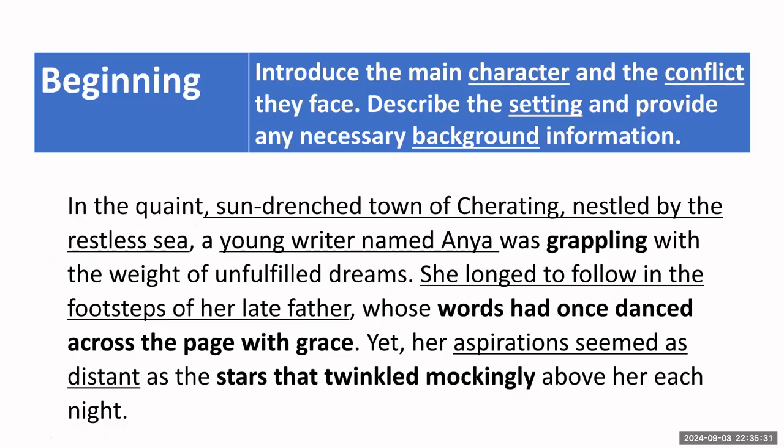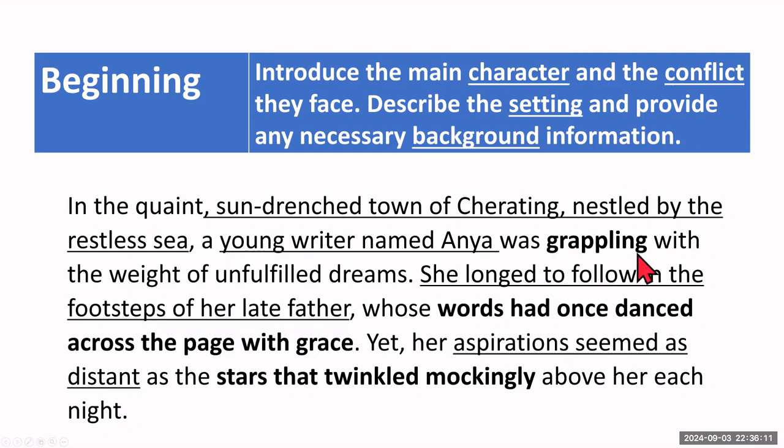So here we have the beginning paragraph. Here we introduce the main character, Anya, the young writer. We've also introduced the conflict, which is that her aspirations seemed as distant as the stars. And then we have the setting, which is the sun-drenched town of Cherating. We also have background information, which is that she longed to follow in the footsteps of her late father.